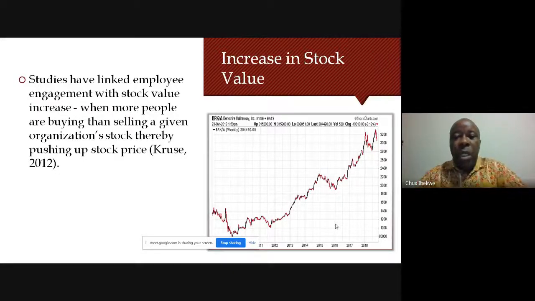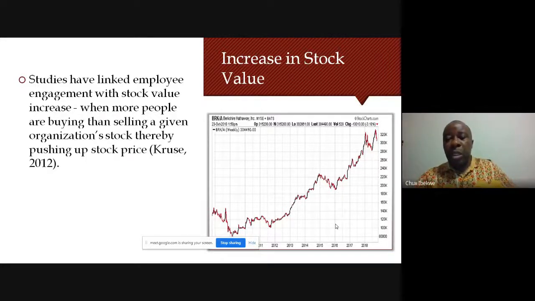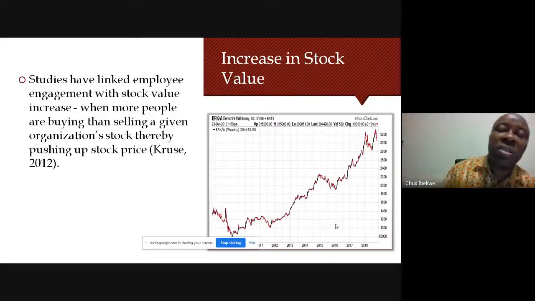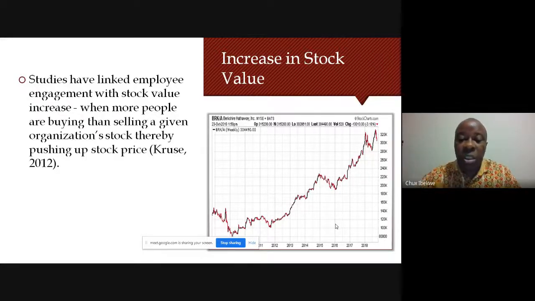The composite graph on your right shows you what happens when the value of stock is increasing, from an initial amount rising up to $320,000. You can imagine what that demand means to your organization in terms of your operating cost, capital, and other things.